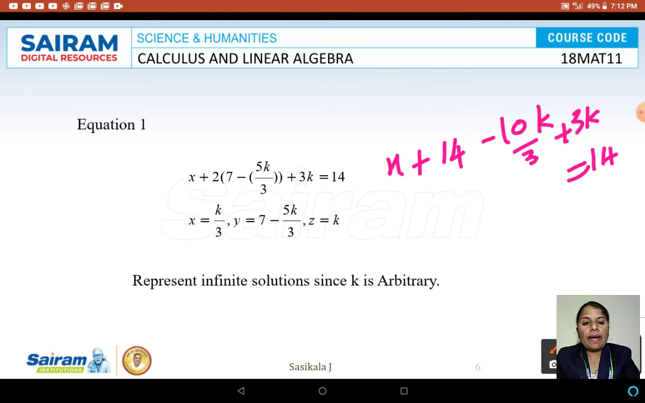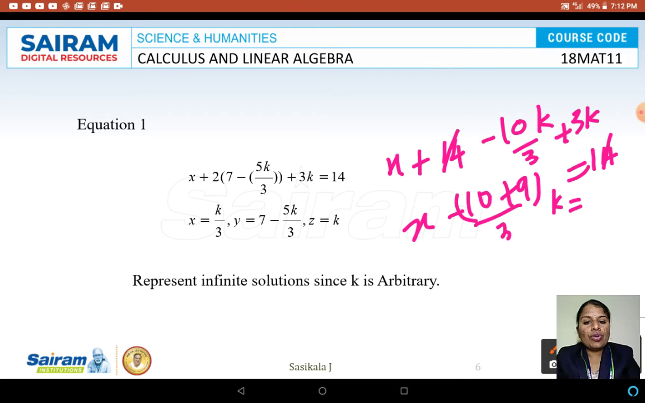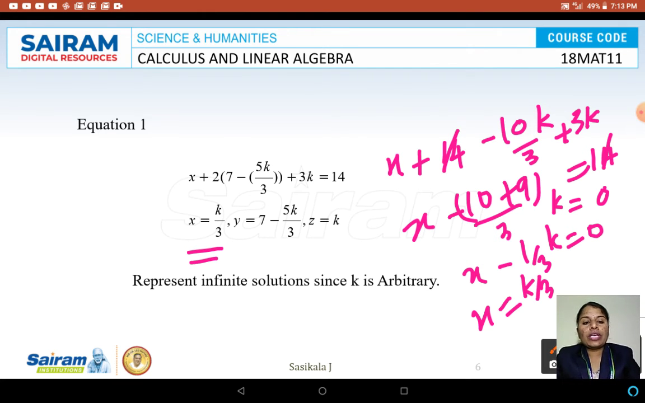Now x plus 14 minus 14 will get cancelled. Take an LCM, which is 3, so minus 10 plus 9 of k by 3. So 14 minus 14 will get cancelled, and it will be 0. Now x minus 10 plus 9, which is minus 1 by 3, k is equal to 0. So x is equal to k by 3. That is what has been written, x is equal to k by 3.